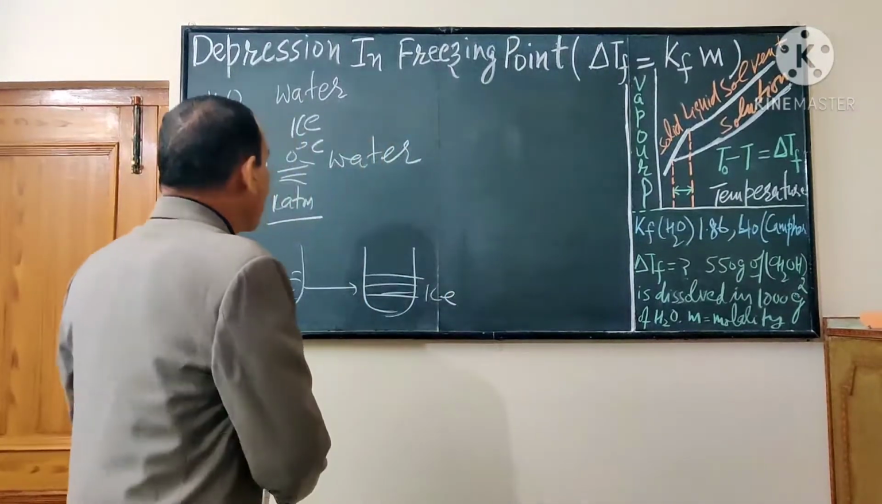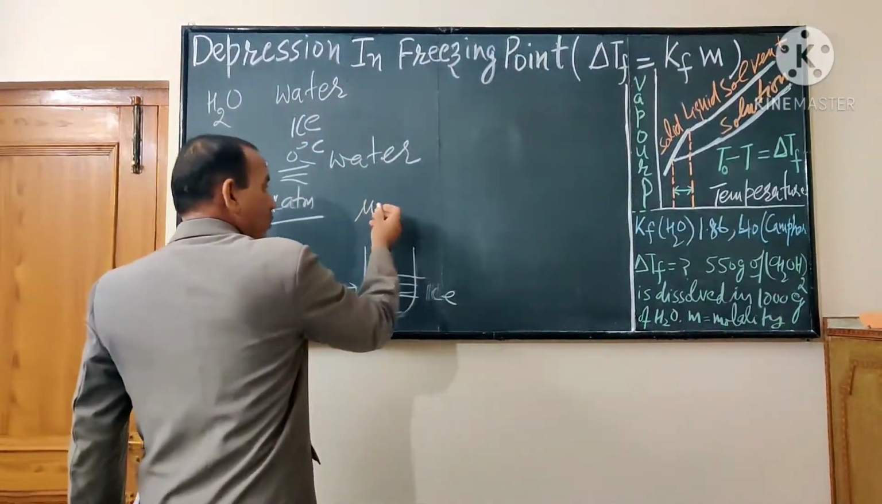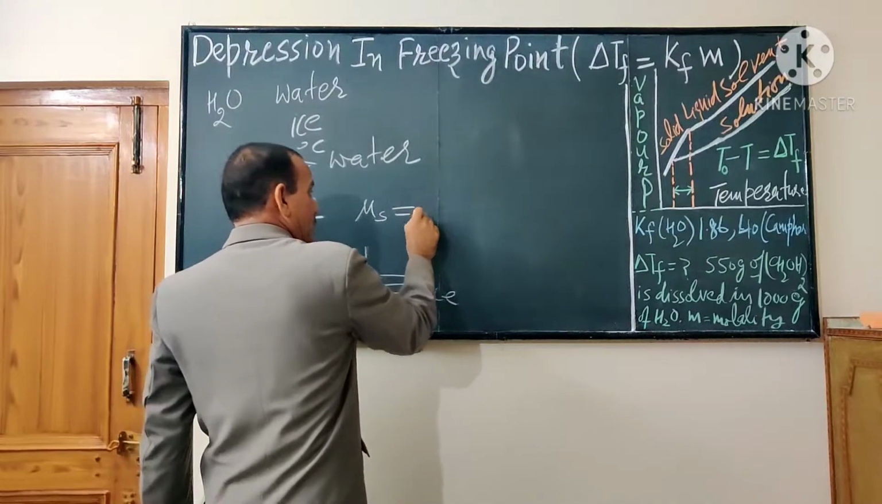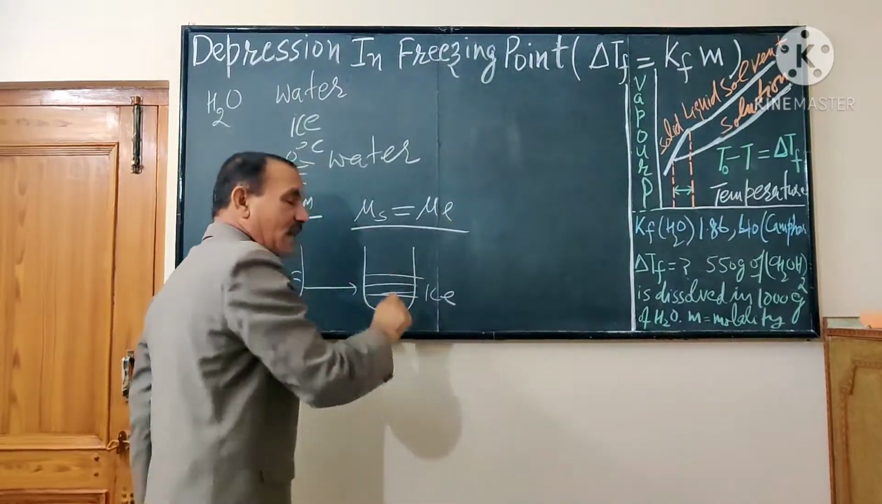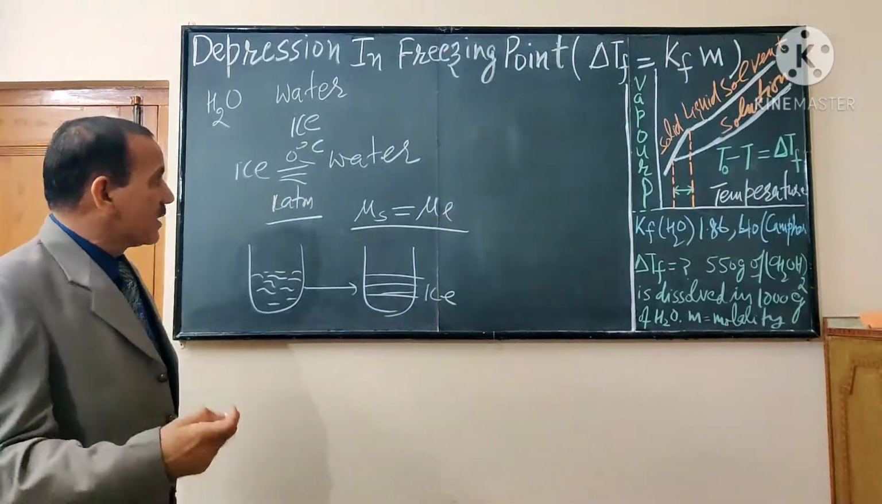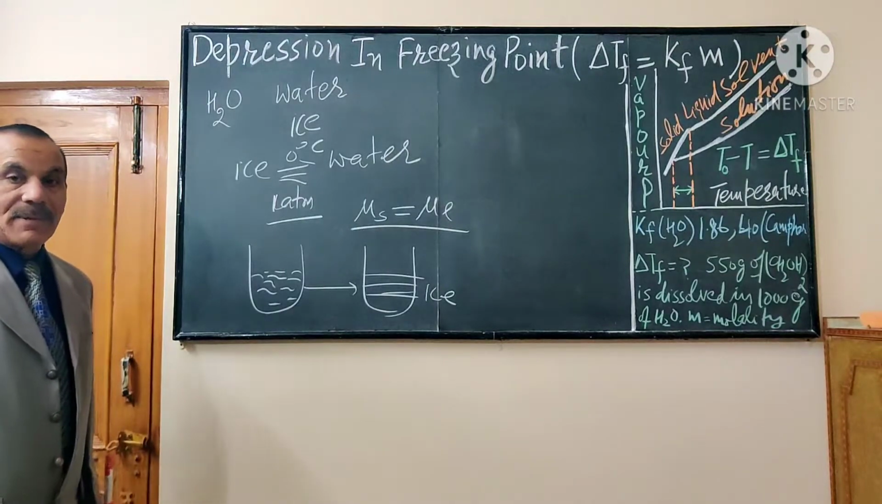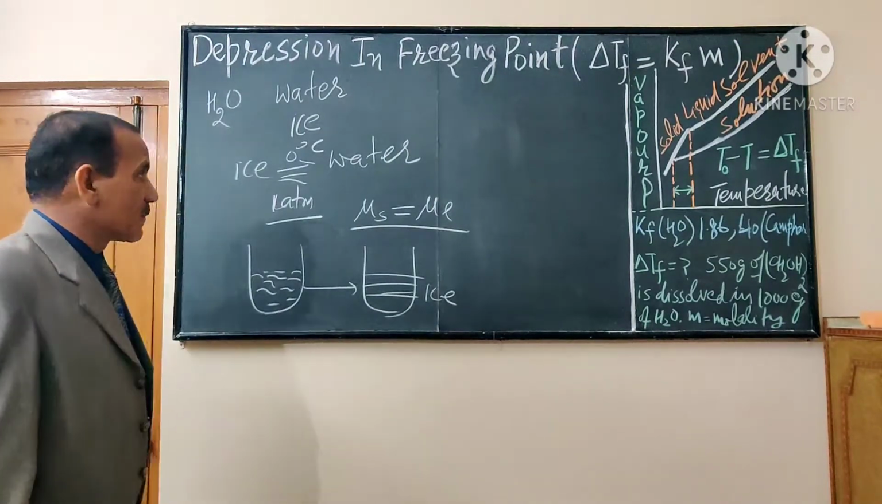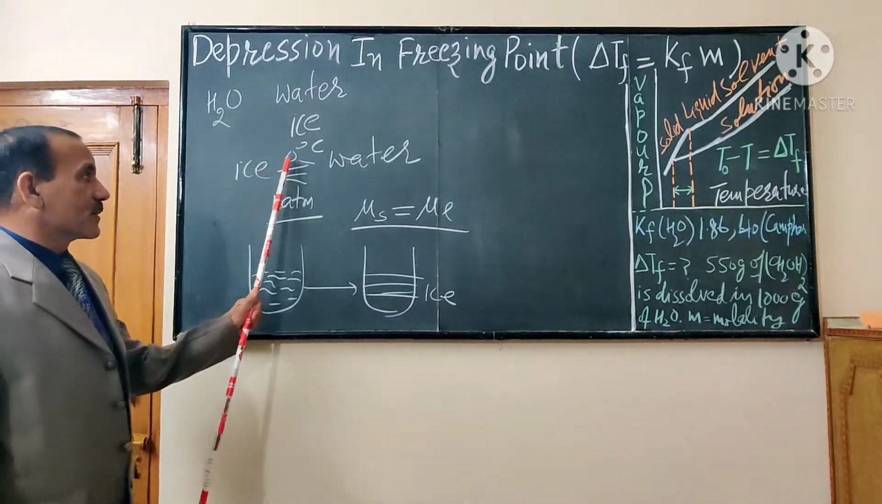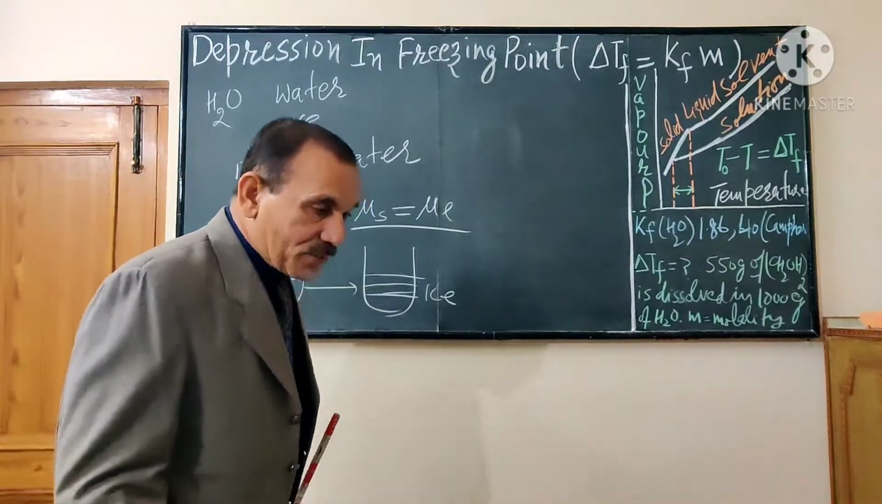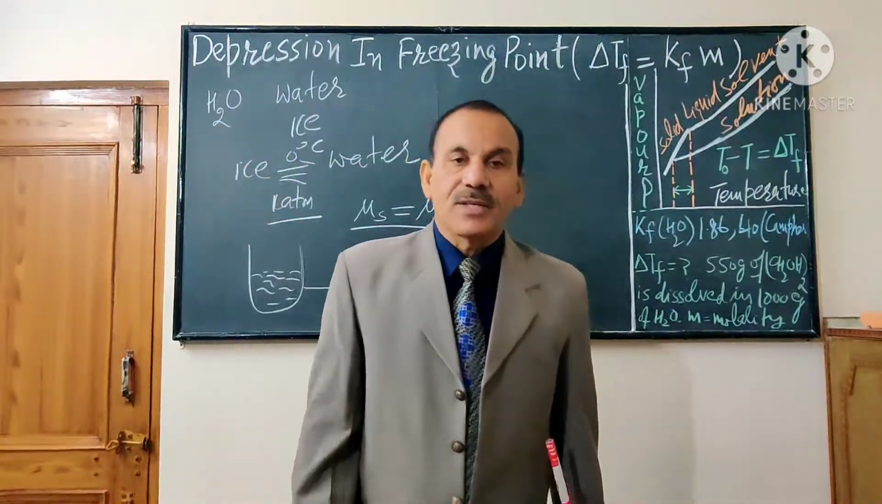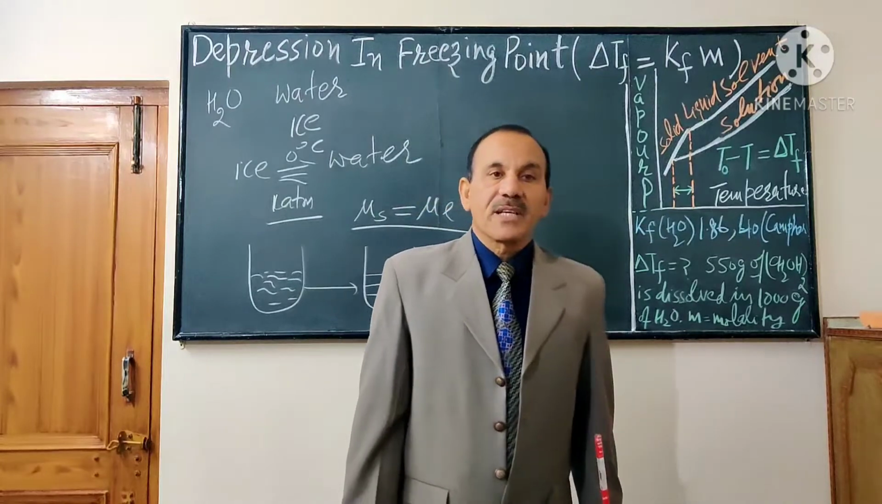So at equilibrium, we can say mu solid is equal to mu liquid. Solid means ice, liquid means water. Chemical potential is equal, and this temperature in the case of water, which is 0 degrees Celsius, is known as the freezing point.